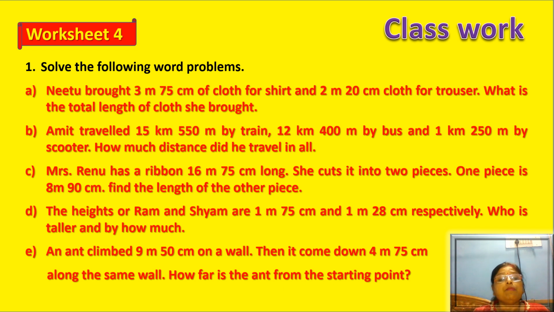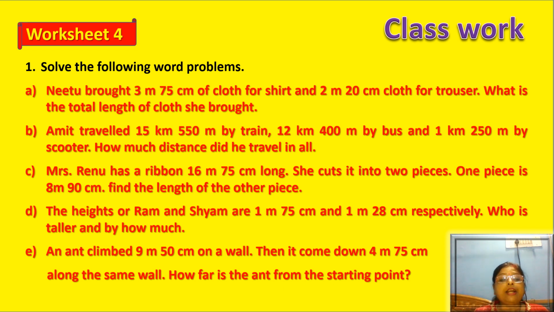Third one: Mrs. Renu has a ribbon 16 meter 75 centimeter long. She cuts it into two pieces. One piece is 8 meter 90 centimeter. Find the length of the other piece. It means the total length of the ribbon is given and now we are cutting it into two pieces. The length of one piece is given. You can find out the length of the other piece by the method of subtraction.